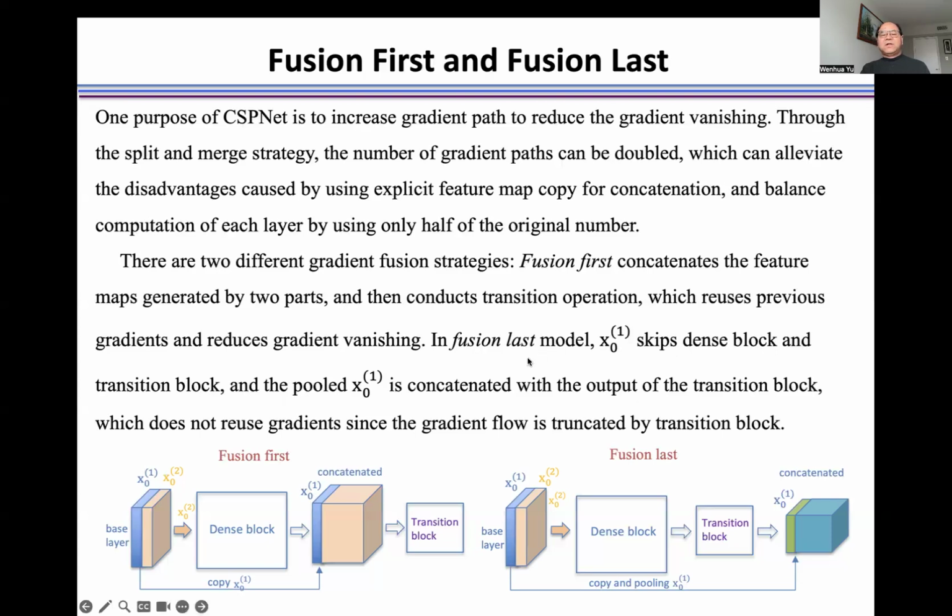In the fusion last model, as shown here, x01 skips the dense block and the transition block. The part x01 is concatenated with the output of the transition block, which doesn't reuse the gradient since the gradient flow is truncated by the transition block.